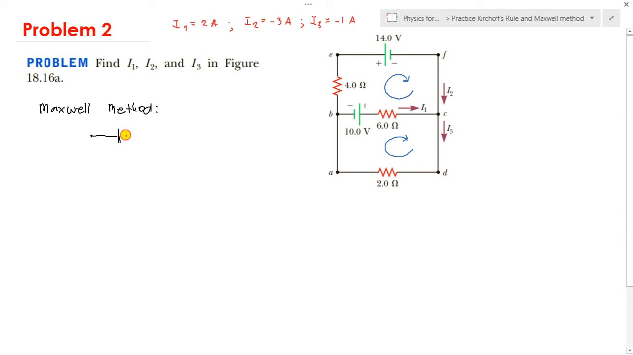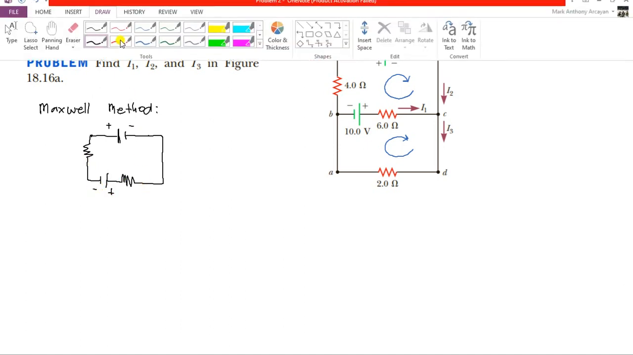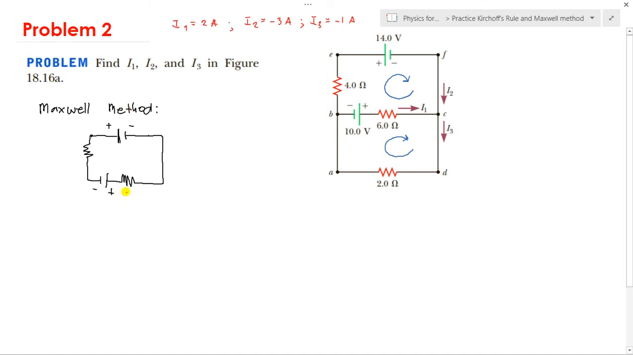So again kay Maxwell, importante gid gihapon nga indicate ang mga sign sa terminals, then obos, then naa diri resistor, then another battery source, then another resistor, and that's it. So this is negative and positive terminal, and here label the values. So this is a 6 ohm resistor, 4 ohm resistor, this is 14 volt battery, this is 10 volt battery.